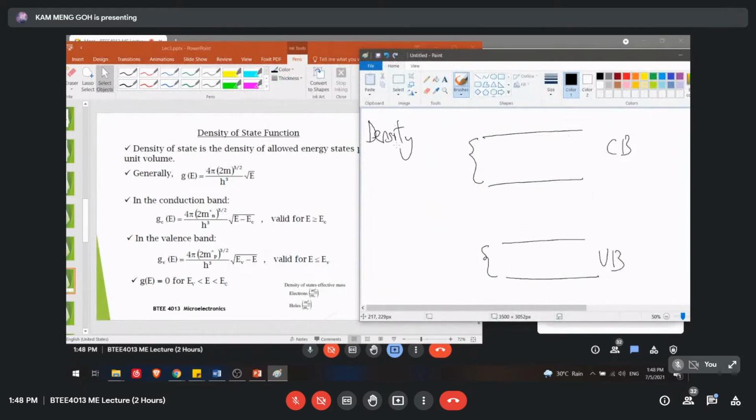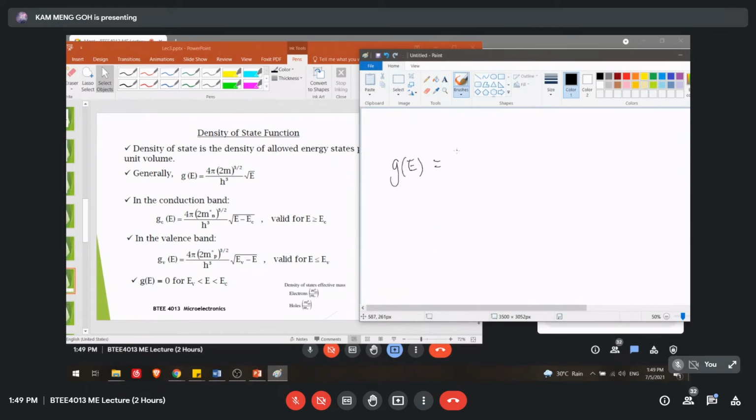Last time we learned about density in terms of volume and area, but we can also learn about the density in the state function, which means the density of this gap and this gap. And there are some formulas that we can always utilize in this case. If it doesn't state anything, generally it can be written in this way.